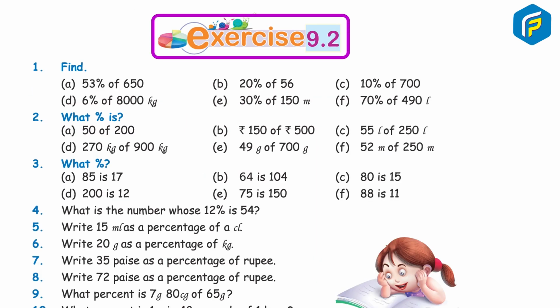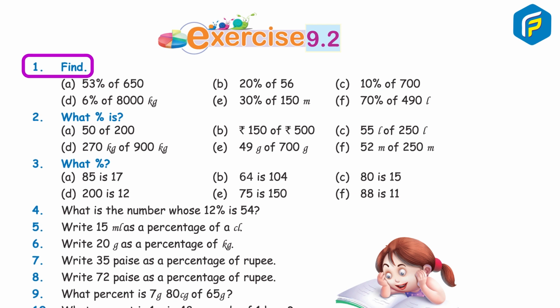Exercise 9.2. Question 1. Find A. 53% of 650, 344.5. B. 20% of 56, 11.2. C. 10% of 770. D. 6% of 8000 kilogram, 480. E. 30% of 150 meter, 45. F. 70% of 490 liter, 343.